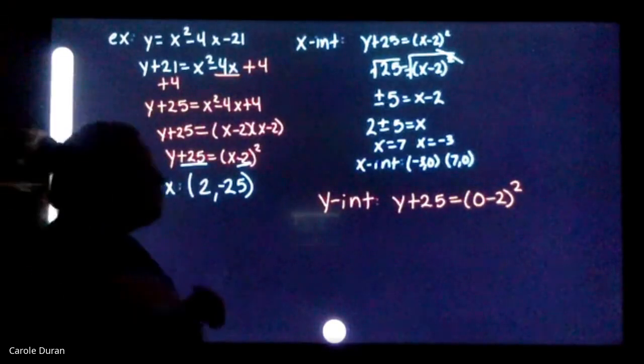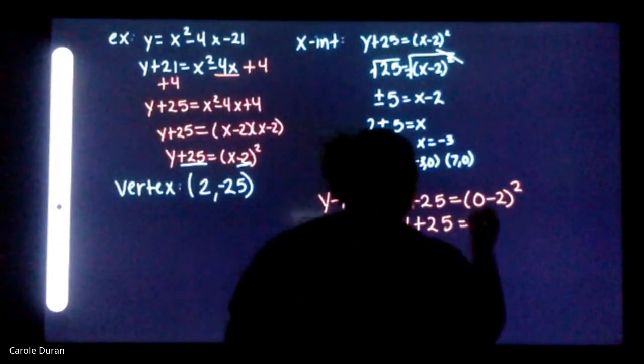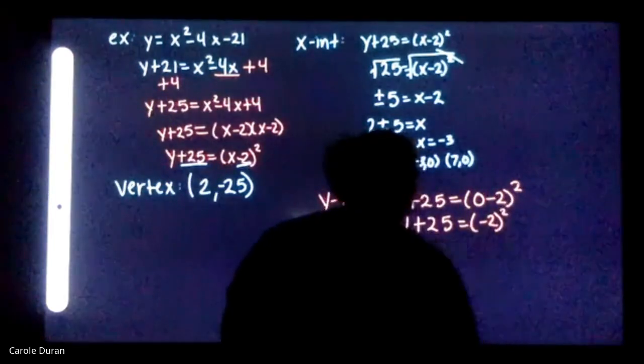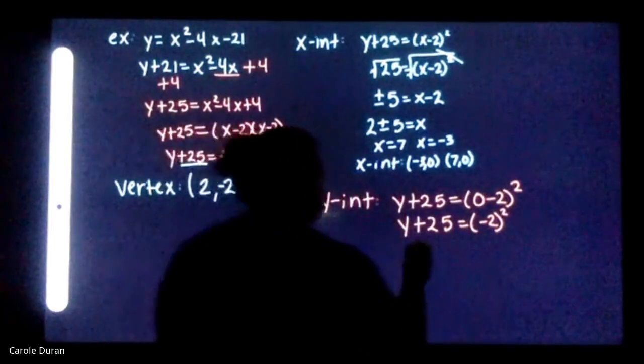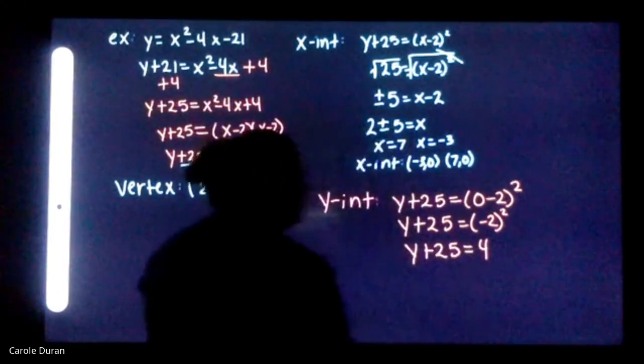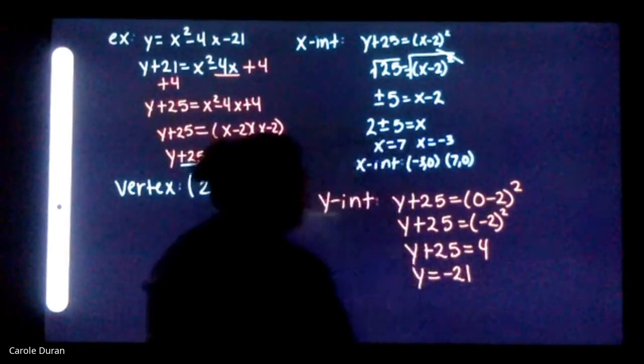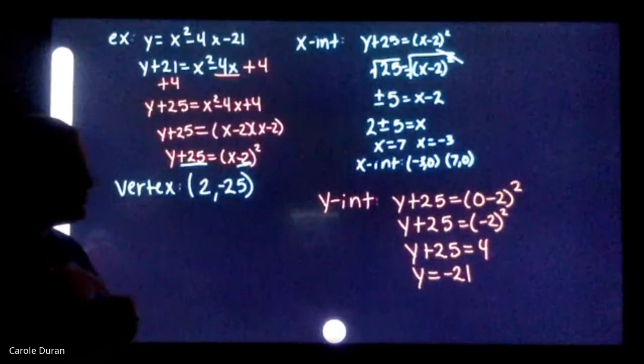Simplify what's inside the parentheses. 0 minus 2 is just negative 2. When I square negative 2, I get 4. And then I subtract the 25 over. And when I do, I get y equals a negative 21.